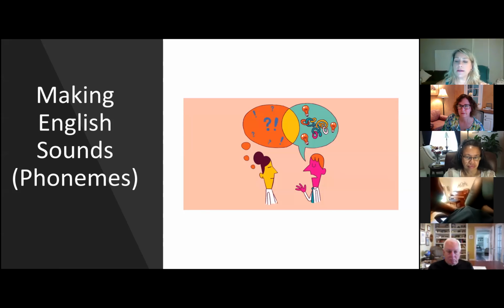Making sounds in English starts with what we call, you don't have to know these terms, but they're called phonemes. They're like the little bits of sound that make up the English language, okay? So when we hear the word phonemes, phonemic, that's what they're talking about.